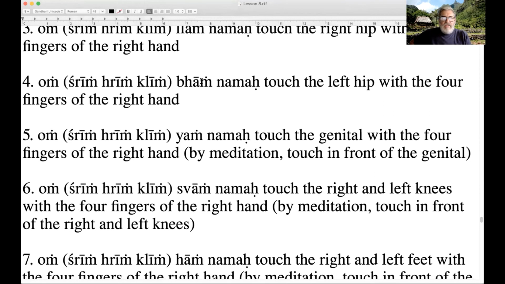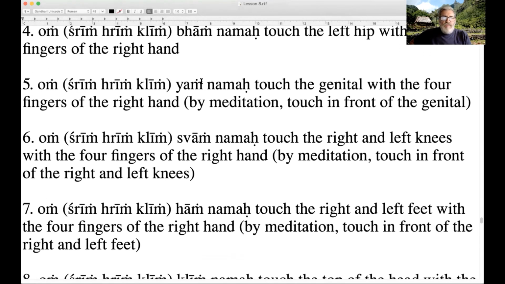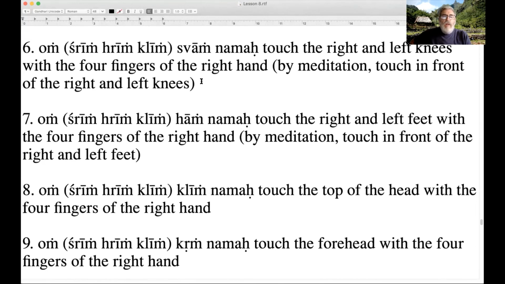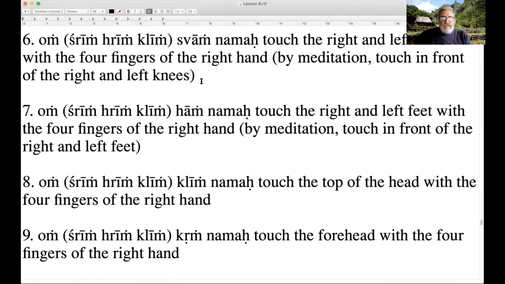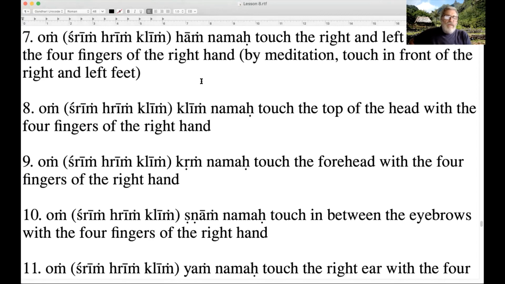Om Vam Namaha, touch the left hip with the 4 fingers of the right hand. Om Yam Namaha, touch the genital with the 4 fingers of the right hand. Om Swam Namaha, touch the right and left knees with the 4 fingers of the right hand or by meditation. Om Ham Namaha, touch the right and left feet with the 4 fingers of the right hand or by meditation. Om Klim Namaha, touch the top of the head, right?